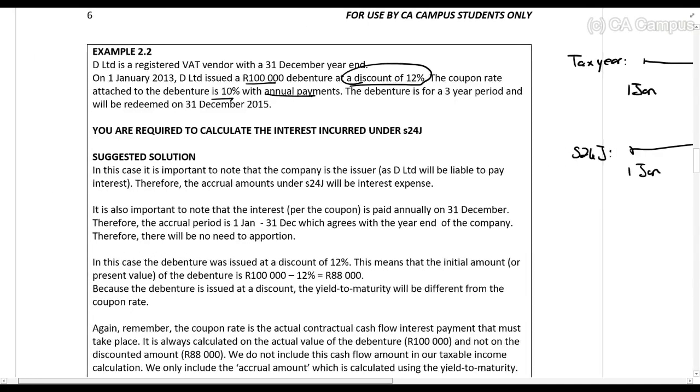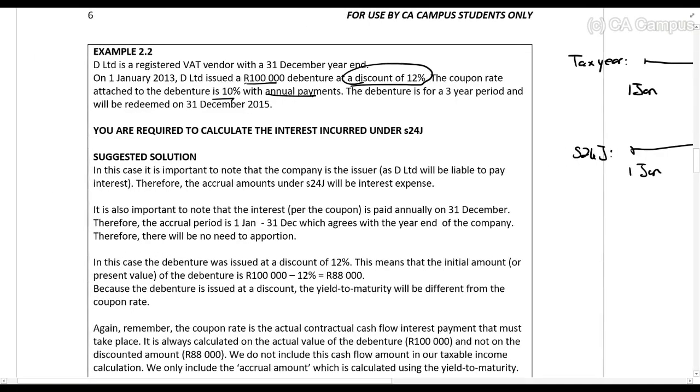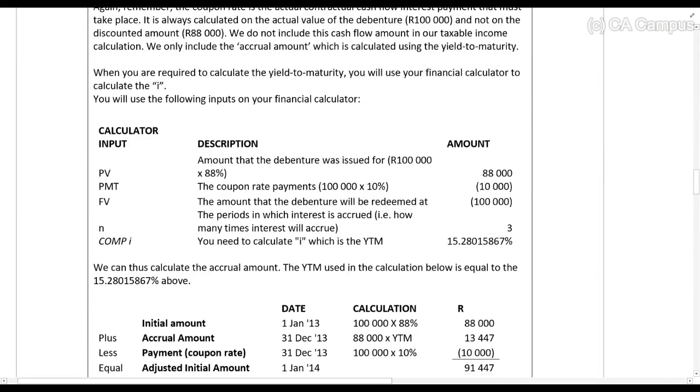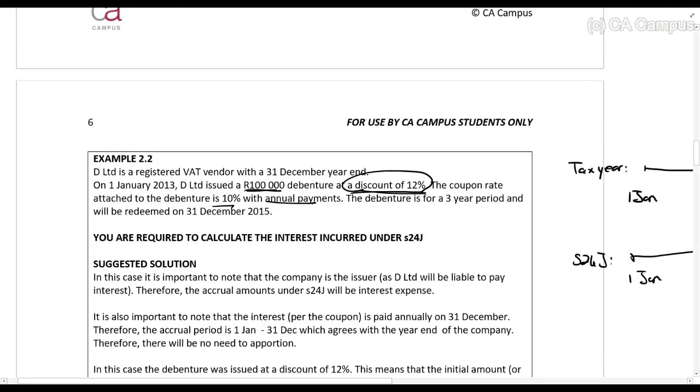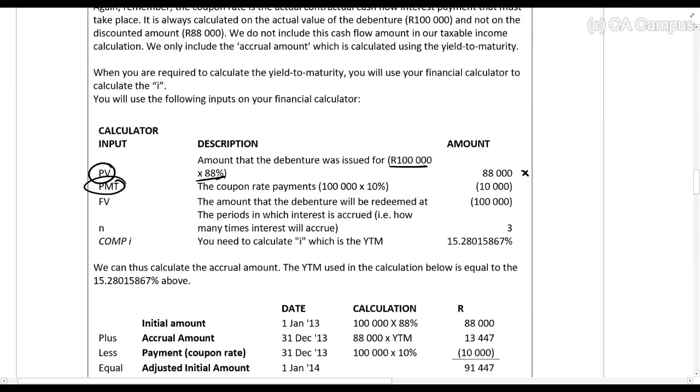Alright guys, so here we go. We issued a 100,000 rands debenture at a discount of 12%. So our present value is 88,000 rands, positive. Right, which is 100,000 minus 12%. The coupon rate, PMT, in your calculator is again the amount of the debenture, its face value, times its rate. Right, so 100,000 times 10.